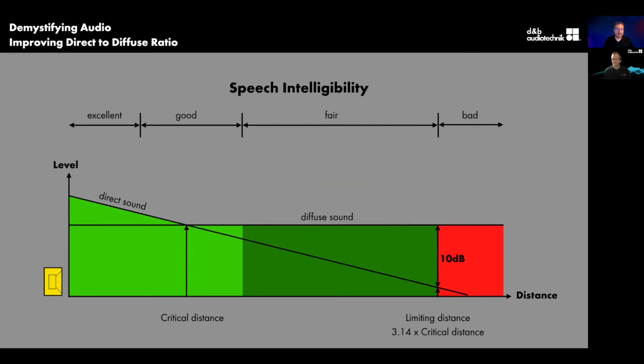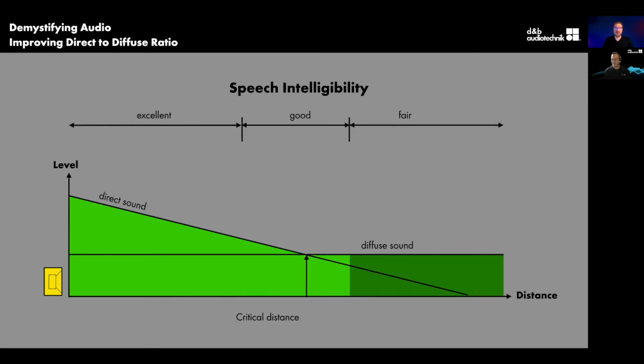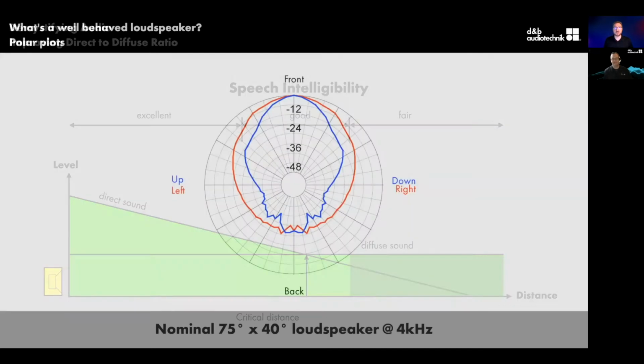What we are really trying to do is reduce the diffuse field, create fewer reflections. To do this, we need to have a loudspeaker that is well behaved. Now, what do we actually mean by a well-behaved loudspeaker? More often than not, we're talking about a loudspeaker that has pattern control. But it's more than just pattern control. Let's take a look at a couple of different ways that we visualize pattern control.